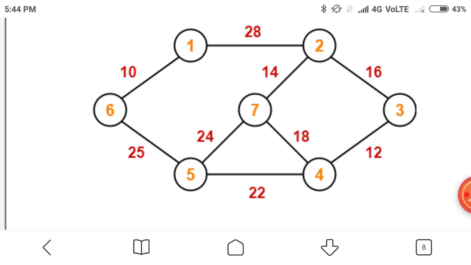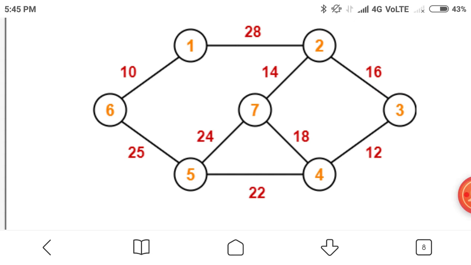Then from 3 there is only a single edge, that is 16, so you have to select that 16. Then from 2 there are edges of weight 28 and 14, so you have to select 14. So 2 to 7 is selected.